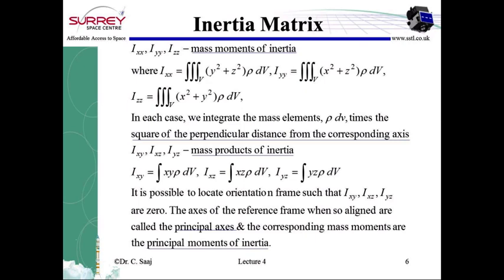Similarly, we have the term Iyy, which is again the triple integral over V of x square plus z square times rho dV. You can also find the value of Izz, which is the triple integral over V of x square plus y square times rho dV.